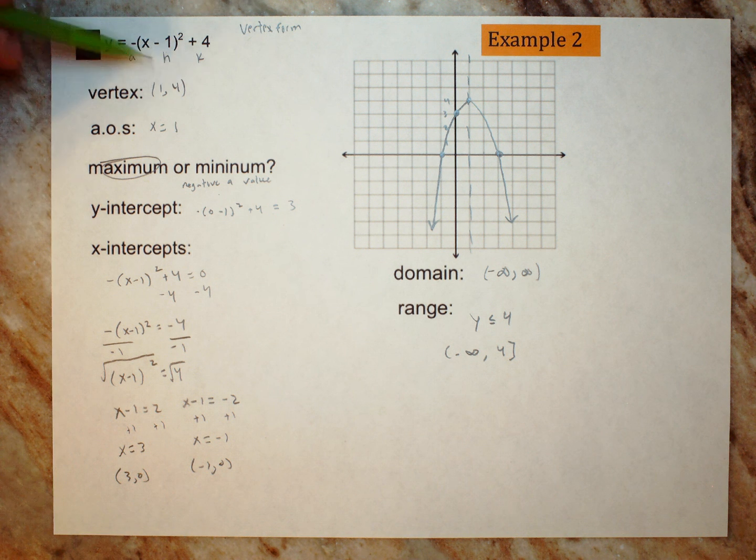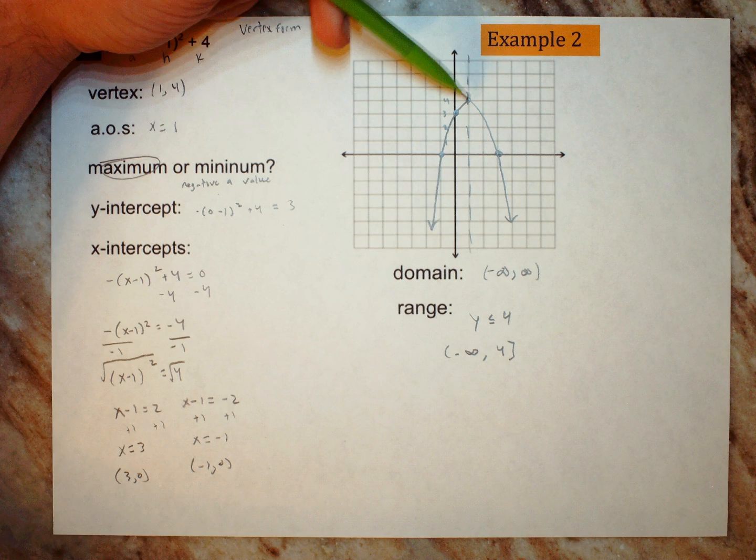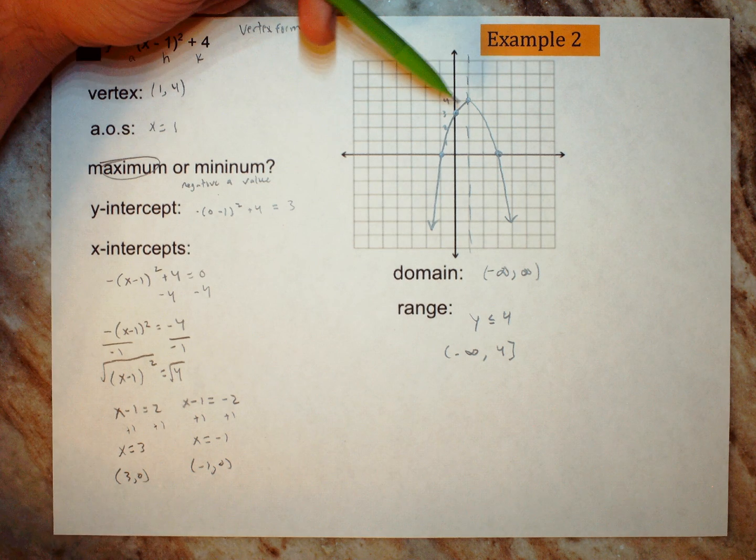Again, it's not negative 1, 4 because in the equation it's x minus h, so the h value is just 1. So 1, 4. The axis of symmetry is the x-coordinate of the vertex, so that's x equals 1. This is a maximum because there's a negative a value. It means the parabola opens down. So that vertex is going to be the max. So the max is going to be 4.